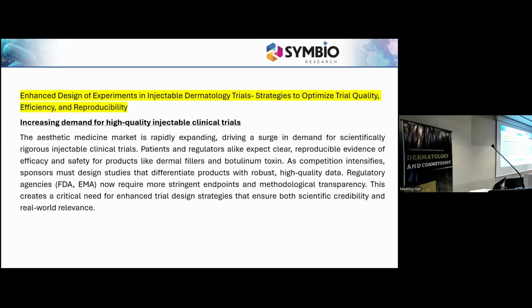So, enhanced design of experiments in injectable clinical trials. Can any one of you, because you are from dermatology and cosmetology, please expand on why there is a need for enhanced design of experiments right now? Maybe it was not something that was seen 10 years back. Because now patients want proper efficacy and no side effects, and there are so many companies which are, like I already mentioned, off-label. Yes.